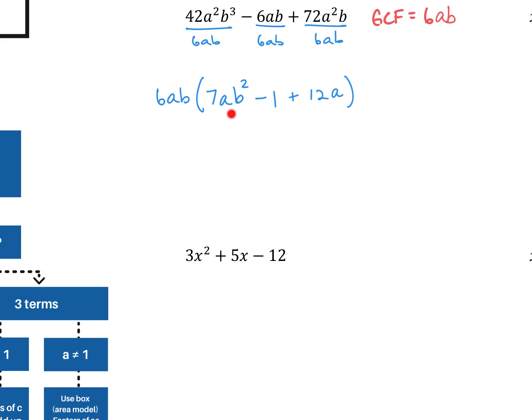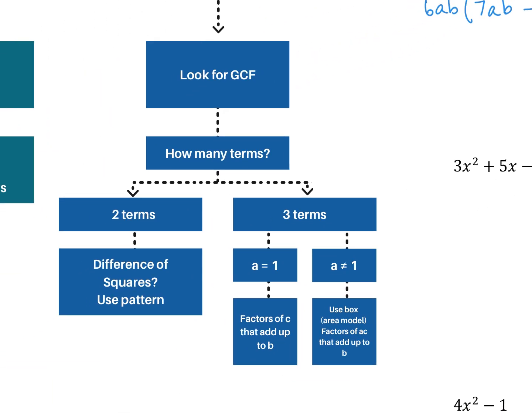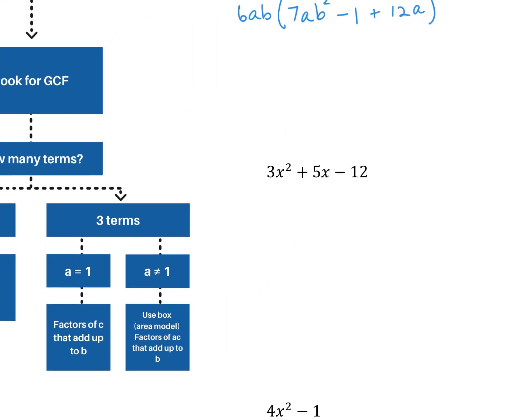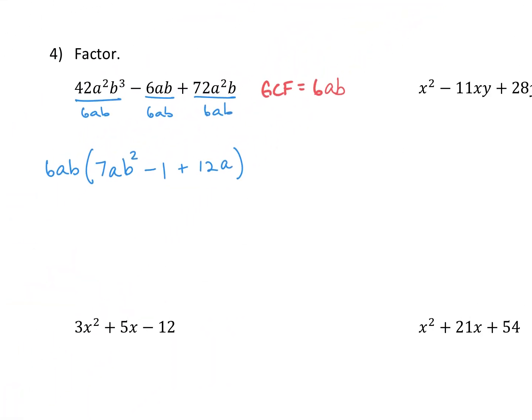Do we have two terms here? No, this is three terms. So it wouldn't be this. If you have three terms, you want to look at your a value, and there are some things to factor here. This one, though, this is just a unique polynomial.